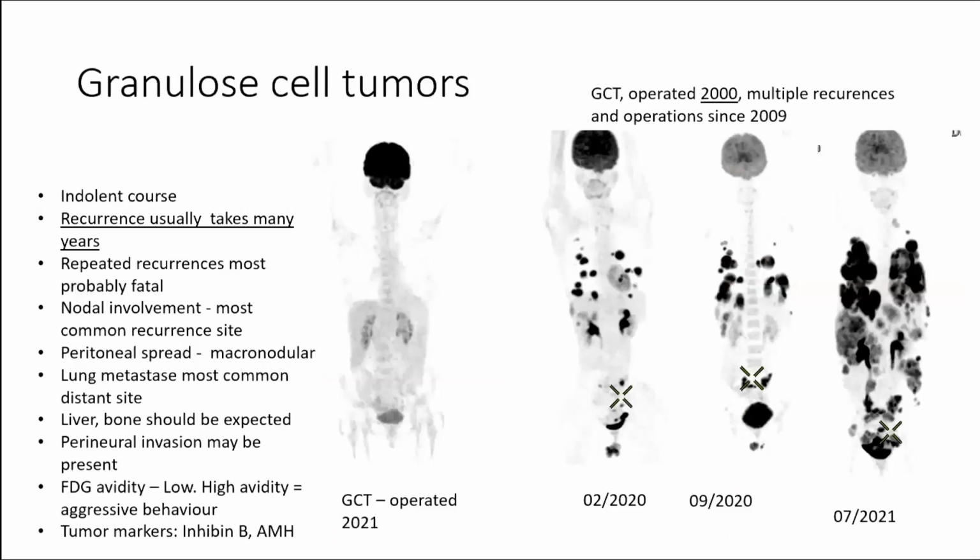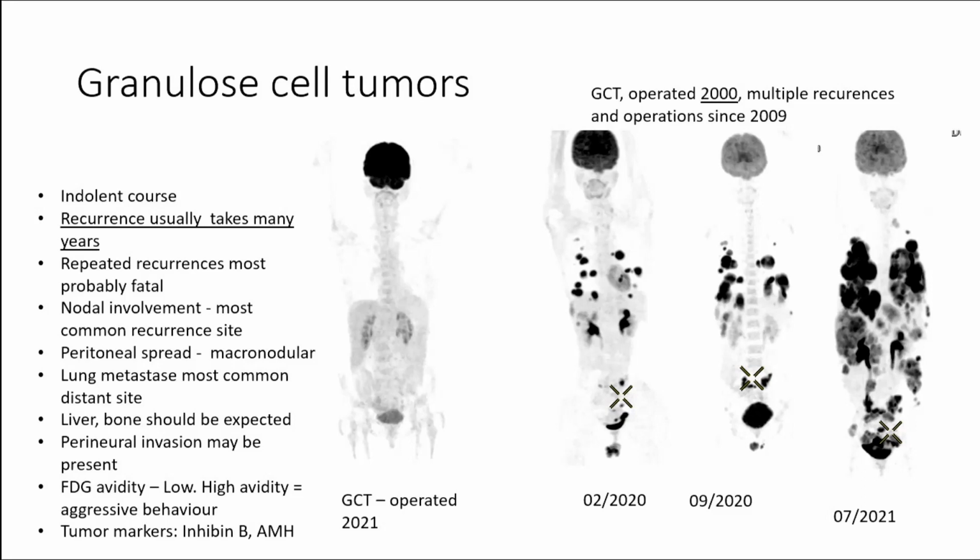This is a very interesting one, granulosa cell tumor. The specific thing here is that recurrence usually takes many years. For example, the second patient, the black one, was operated in the year 2000. She has had multiple recurrences and resections since 2009. And you see now in the year 2020, the tumor has spread to the lungs and the liver, with a very fast growth pattern.